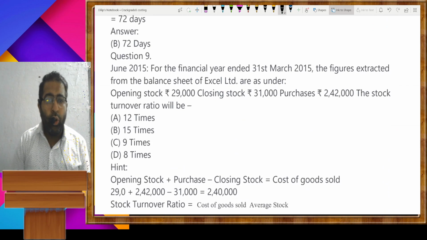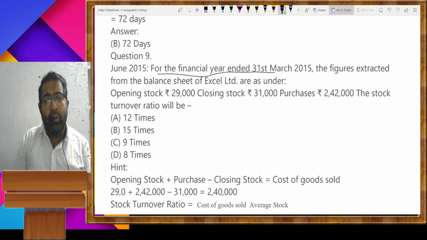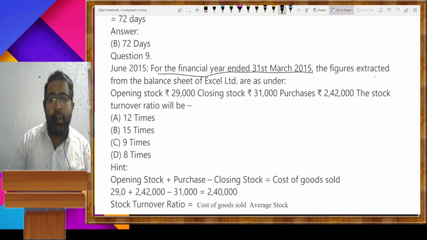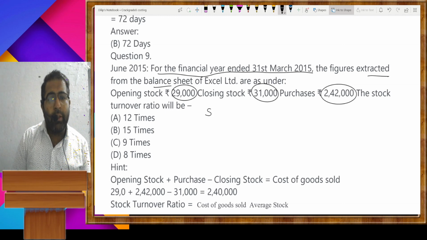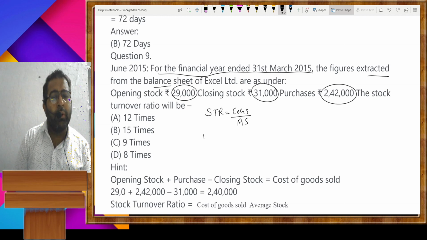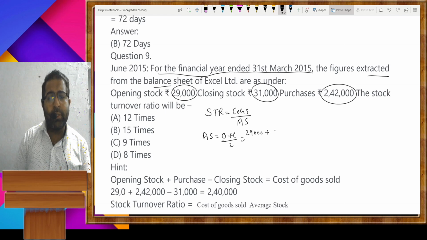Question number 9. For the financial year ended 31st March 2015, the figures extracted from the balance sheet: opening stock 29,000, closing stock 31,000, purchases 2,40,000. The stock turnover ratio. Stock turnover ratio formula is cost of goods sold divided by average stock. Average stock equals opening plus closing divided by 2. Opening stock 29,000 plus 31,000 divided by 2, that is 30,000.